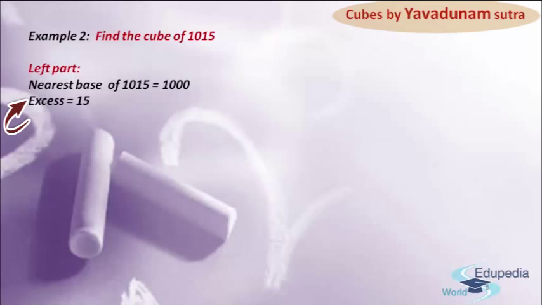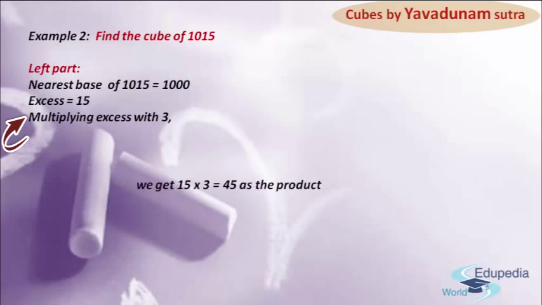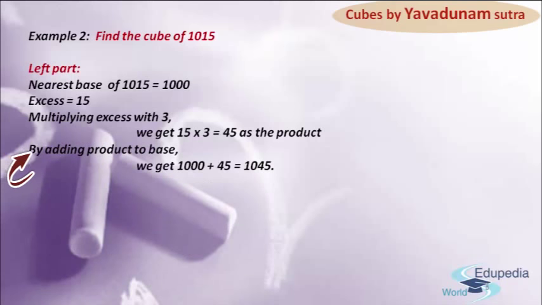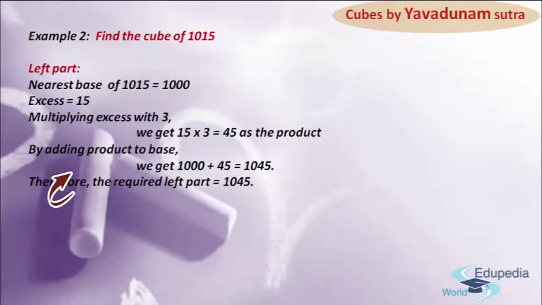After finishing step number 2, moving to step number 3, we have to multiply the excess we have got by 3. So by multiplying 15 into 3, we get the product 45. After getting this product, we have to add it to the base we have got. So by adding 1000 plus 45, we get 1045. And this new sum 1045 is regarded as the required left part.